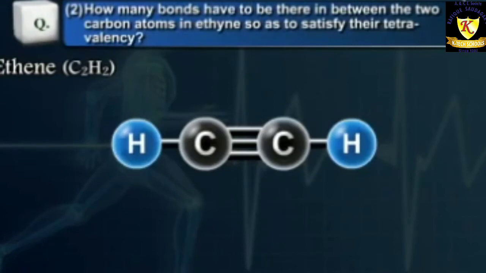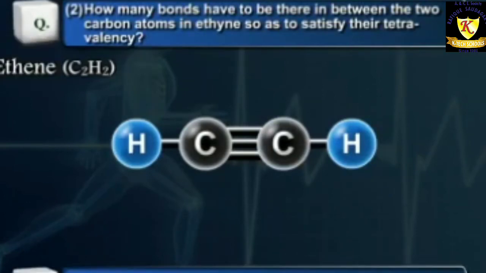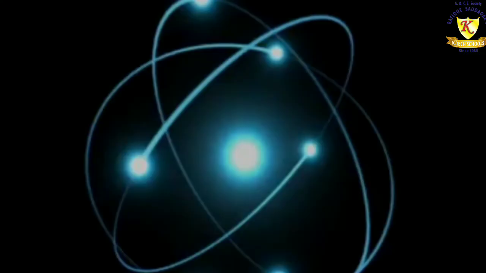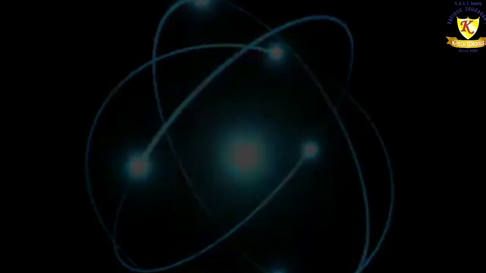How many bonds have to be there between the two carbon atoms in ethine so as to satisfy their tetravalency? There has to be a triple bond between the two carbon atoms in ethine so as to satisfy their tetravalency. Are you getting me, children? Good.